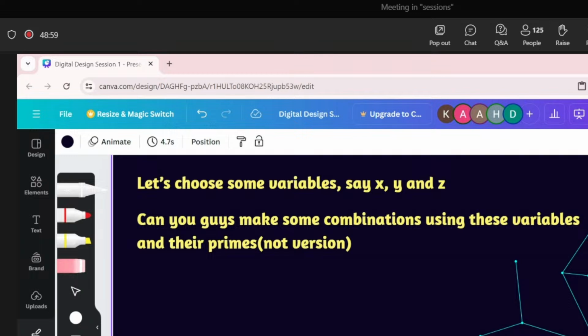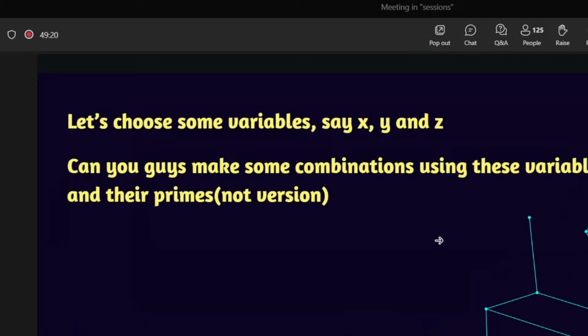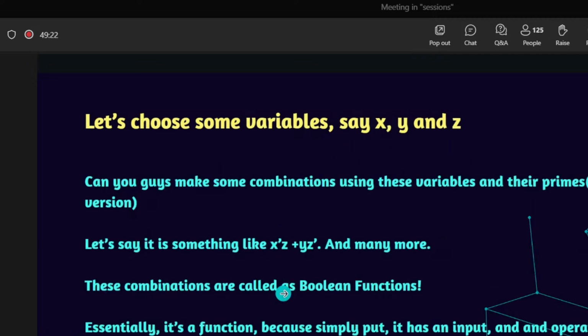Very good, Sriram. So there are many combinations that I'm getting here, and I can make so many combinations because I have 6 options. X plus Y C prime plus Y. Very good, Arjun. So let me take a very simple combination, let's say it is something like X prime Z plus Y Z prime. And again, there are many more as you guys sent me.